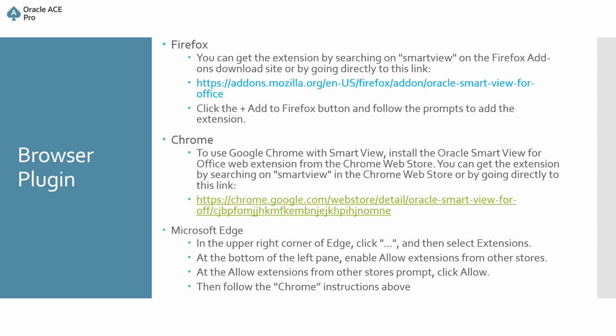Now, if you're using Firefox as your primary browser, you can get the extension by searching for SmartView in the Firefox add-ons download site, or you can go directly to that link. You do have the specific link out there. You click add to Firefox and then follow some prompts and it starts enabling you. If you're using Chrome, like most of the guys at Creel do, then you're looking to install the SmartView for Office web extension from the Chrome Web Store. Again, you can get this by searching for SmartView or going directly to the link.